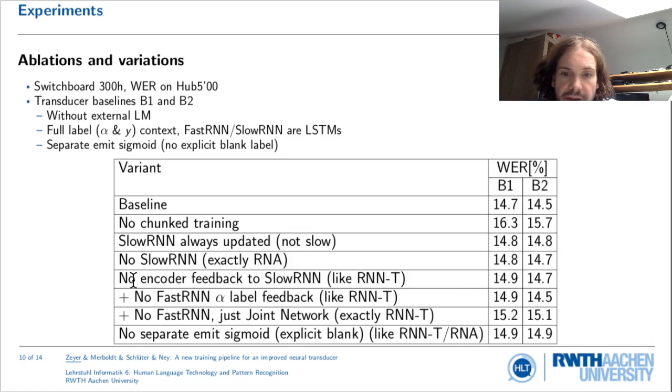And then you can also remove the encoder feedback to the slow RNN. This is the case like in RNNT, and again you lose a bit. Or you can also, in addition, remove the alpha label feedback to fast RNN, again like in the case of RNNT. Here it gets worse. Here it's the same, so it's a bit unclear. But when you completely remove the fast RNN, so basically you just have a joint feed-forward network, then you really have exactly the RNNT model now here in this column, and it gets much worse again.